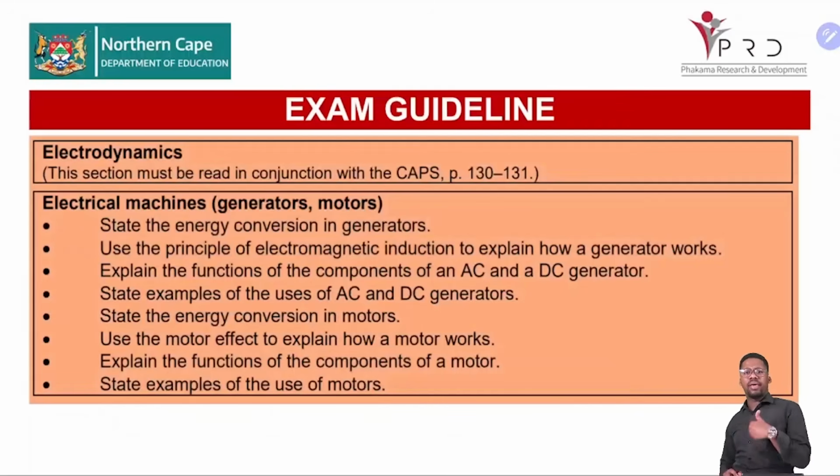A motor can be a hair dryer. Why a hair dryer? Because we need that turbine to rotate so that we can blow our hair. But for that turbine to rotate, we must connect it to an electric socket. So the energy conversion there is clear. It's from electrical energy to that rotation, which is mechanical energy.